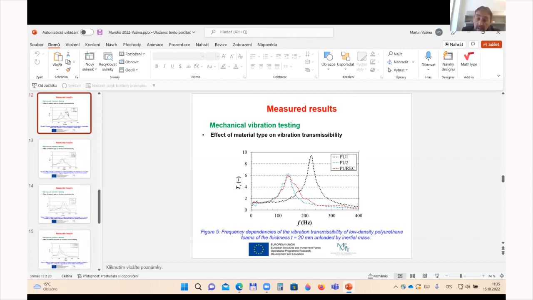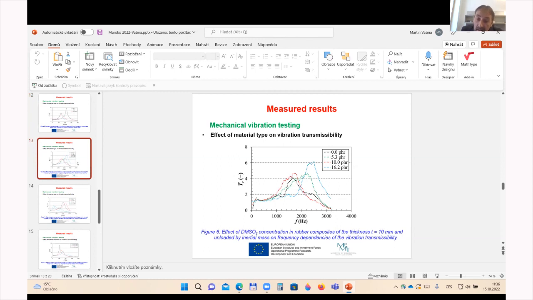Here we can see the frequency dependencies of vibration transmissibility of low density polyurethane foams. We can see that the first resonance frequencies are much smaller compared to high density materials. For this reason, these materials have better vibration damping properties compared to high density materials.